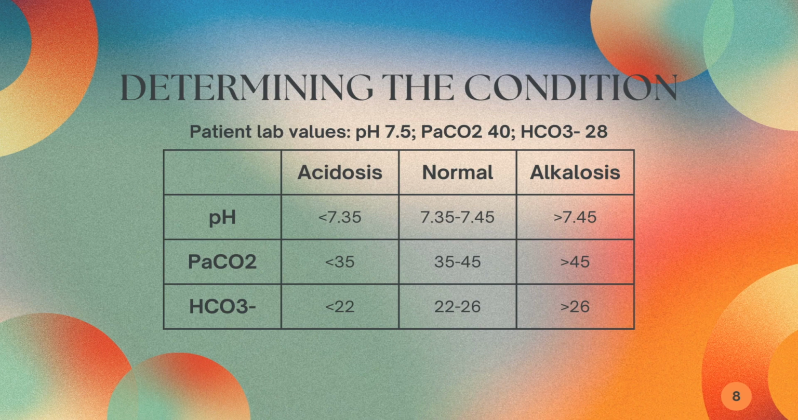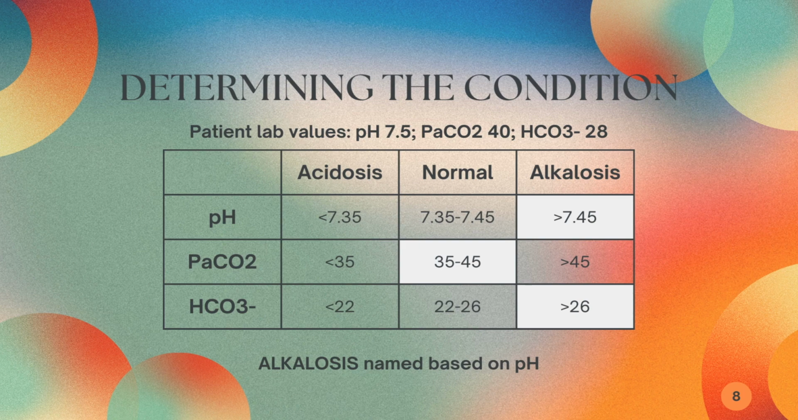Next one, the patient lab values, pH is 7.5, so pH is high. Carbon dioxide is 40, which is normal. And then bicarbonate is 28, and so that is high. So you have two abnormal values. They are both high. The pH is high and the bicarbonate is high, so therefore that is metabolic alkalosis. The metabolic comes from the bicarbonate being high with the pH being high. The alkalosis comes from the pH being high.